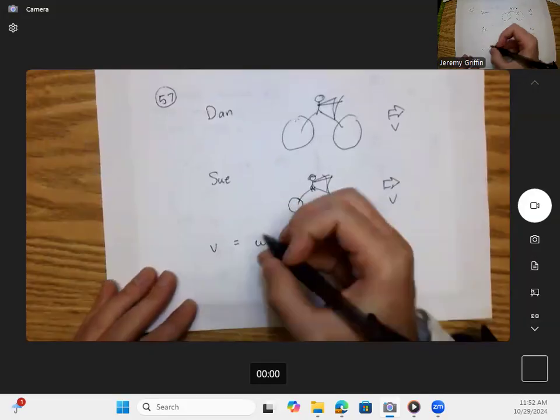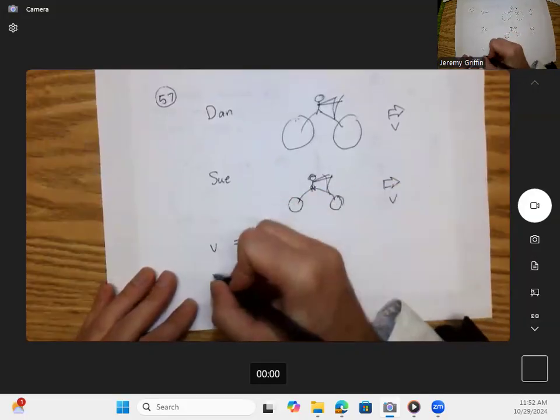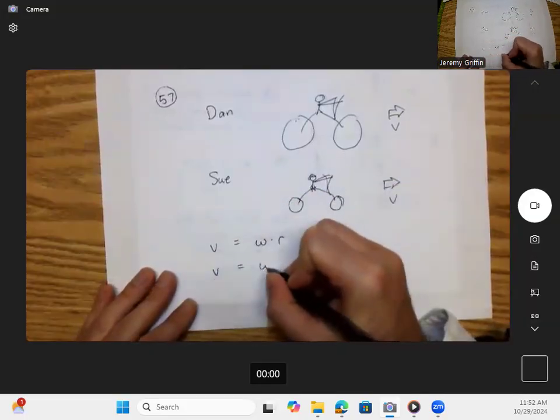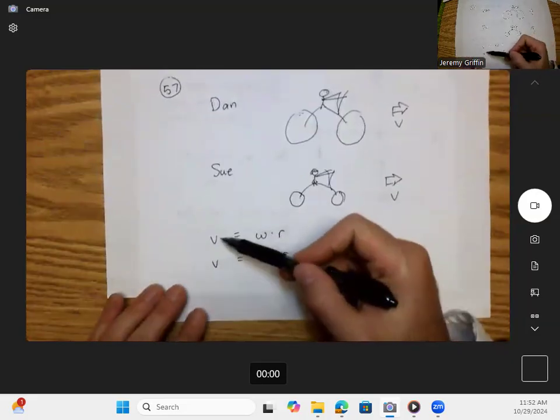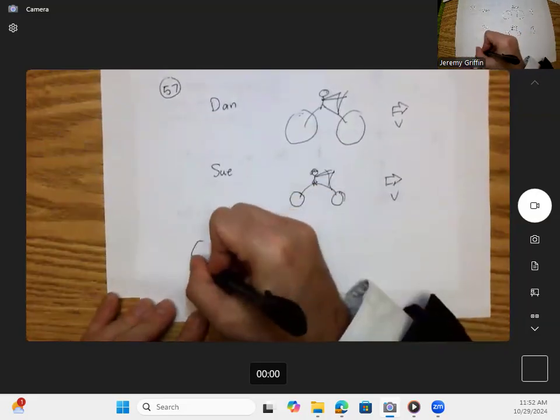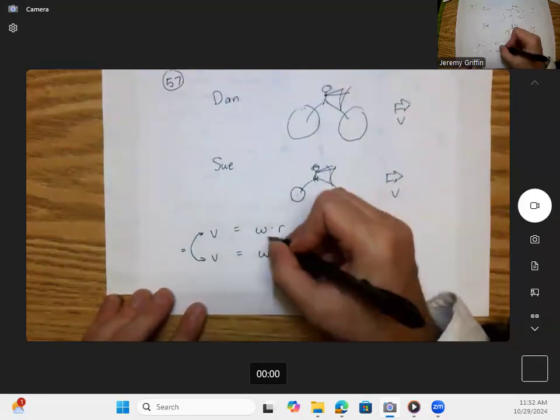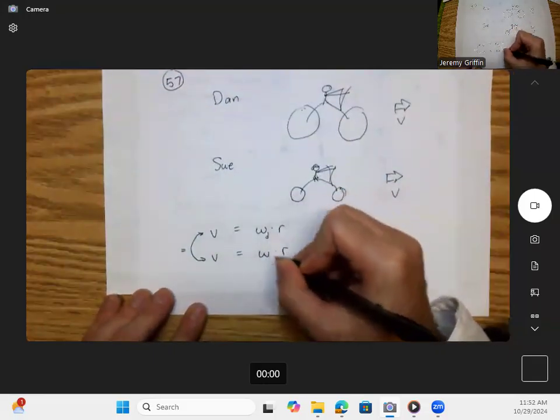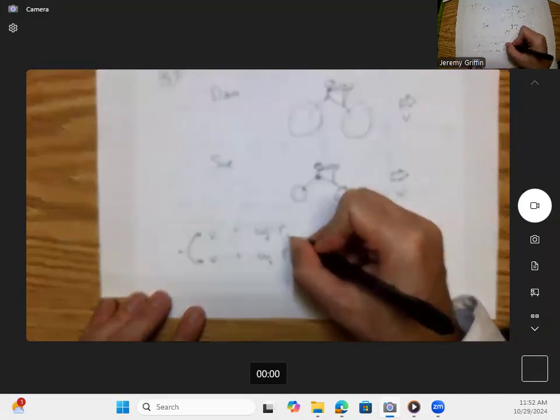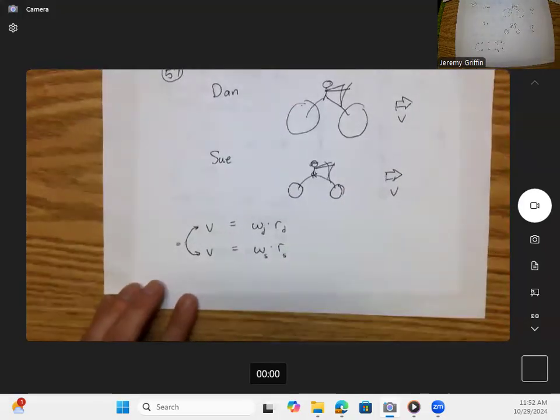Here I'll set up two of those equations. V equals omega times R. Because it's the same speed for both, these V's are equal to each other. But they've got different angular speeds and different radial sizes. So here's D for Dan, and here's S for Sue.